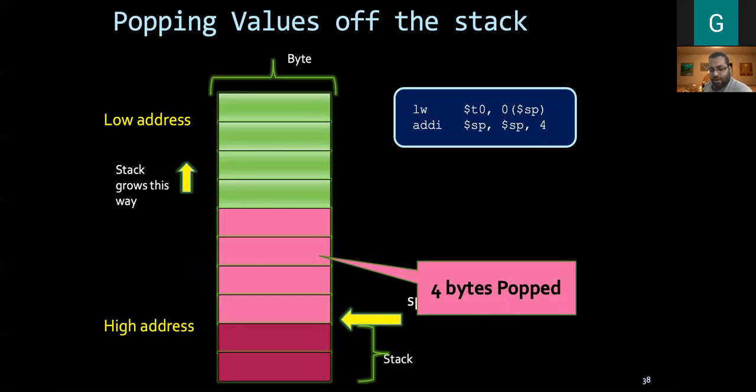So, a question in chat. How does this affect function calls? I'm not sure what you mean. Why would this affect function calls? Can you elaborate?